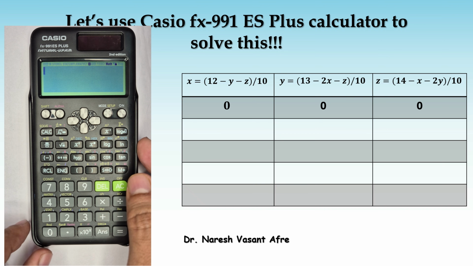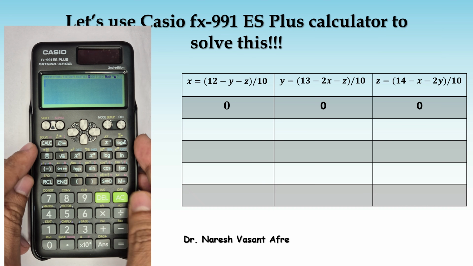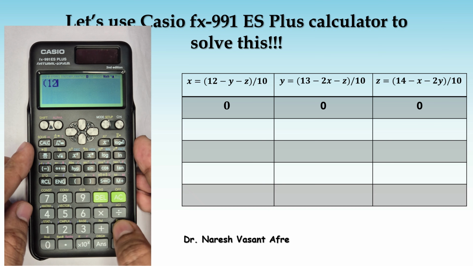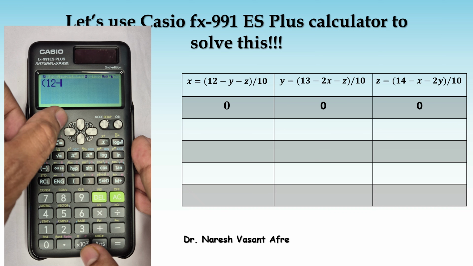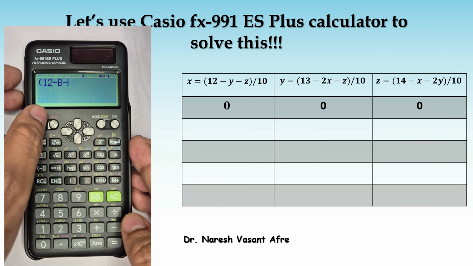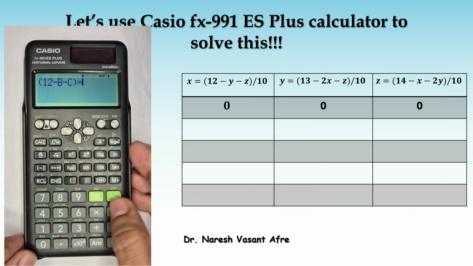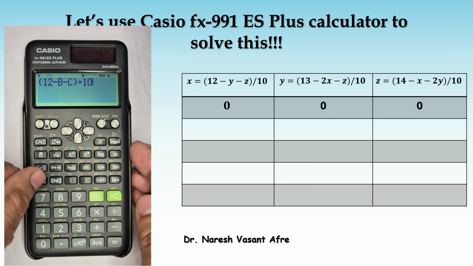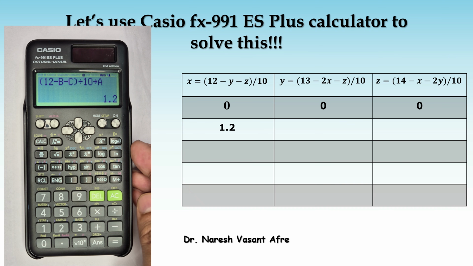Next important step is to type the formula of x, y and z. Now to type the formula of x, we press open bracket 12 minus y, but the value of y is stored in variable b. So we recall the value of b by pressing alpha b, minus z, but the value of z is stored in c. So we recall it by pressing alpha c. We close the bracket and divide everything by 10. We can directly store this answer in variable a by pressing shift store a. The value is 1.2 and it is directly stored in a. That means your a is updated by this new value 1.2.